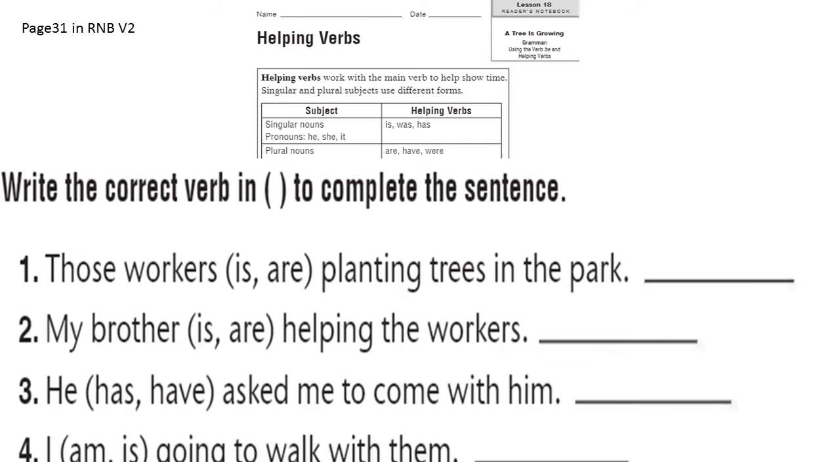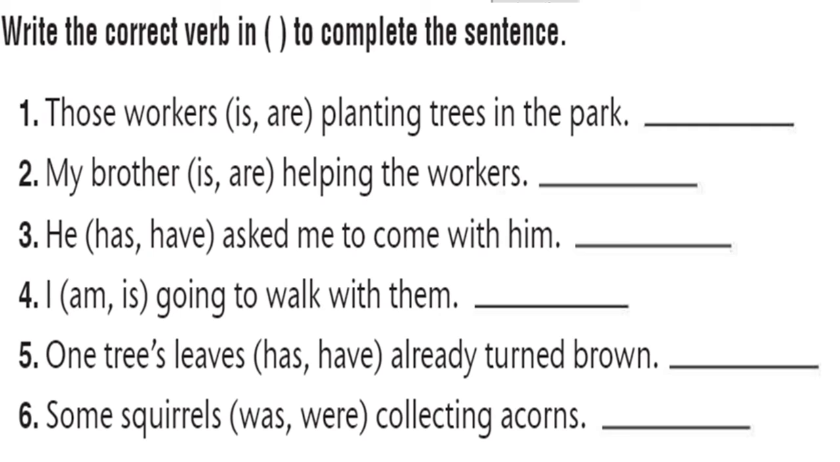Read the instructions on page number 31. Write the correct verb in the parentheses to complete the sentence. So let's read all these sentences and make sure that you focus on whether the subject is plural or singular. So let's start reading. Sentence 1. Those workers blank planting trees in the park. Those workers. That means we're going to choose are, right? Because there are more than one worker.